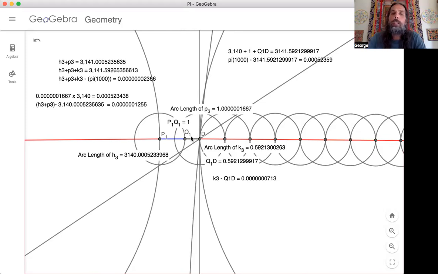And then we got this little bit of remainder here, this Q1 to D1. Now, Q1 to D1 as the straight line measurement is 0.5921299917. And the arc length that I get there, which is now taking the measurement from the circumference of the circle, is 0.5921300263. Now, just remember, all these values of the arc lengths, they're all based on standard pi. So that's all I have to work with.